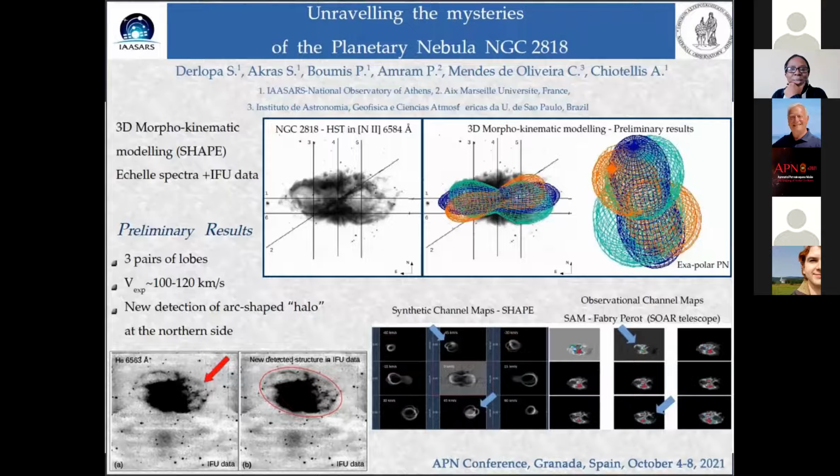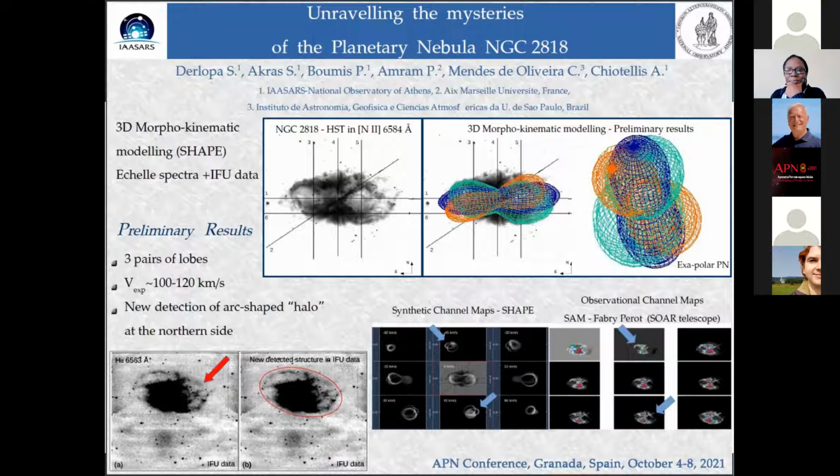And the last one is the one by Sofia Gerlova. Sofia, hello. Can you hear me? Yes, we can. Okay. Our project is about the planetary nebula NGC 2818 and concerns its 3D morphokinematic modeling. Although this nebula was up to date considered to be a bipolar planetary nebula, after the creation and reconstruction of a 3D model with SHAPE software, we found that in fact it has 3 pairs of lobes. These 3 pairs of lobes are illustrated in the upper image on the right.